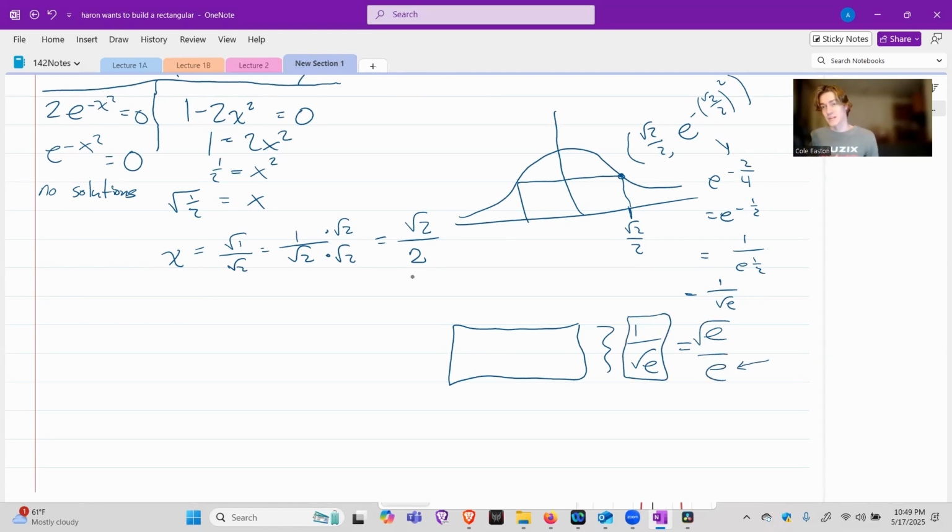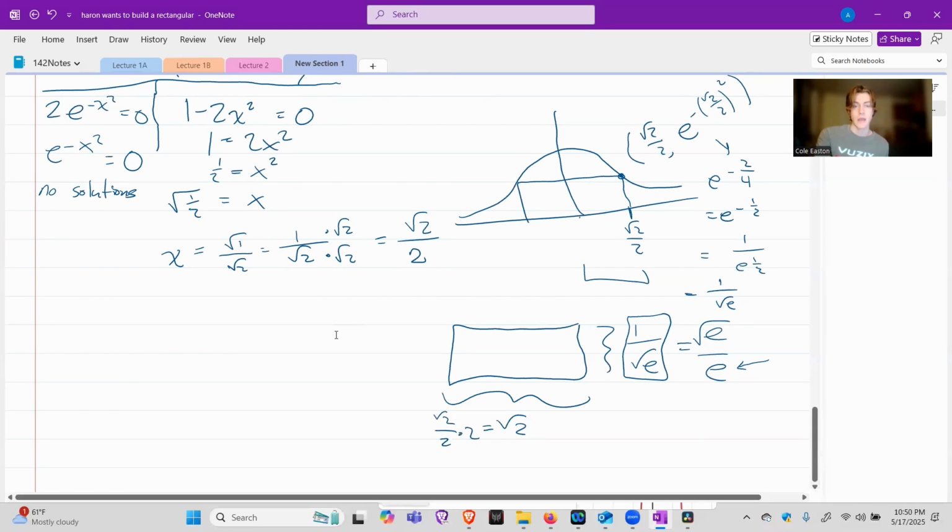We still don't have a rational denominator in either case because e isn't rational anyway. And the first one is simpler, so we're going to go with that. So this is 1 over root e. And the bottom, remember, if this here goes from 0 to root 2 over 2, then the length of the whole bottom is root 2 over 2 times 2, which is root 2.